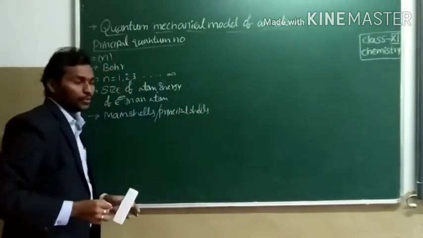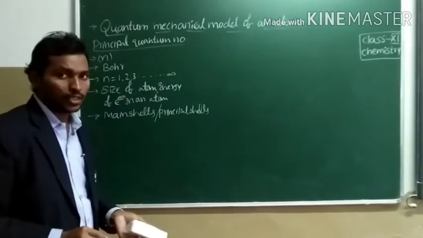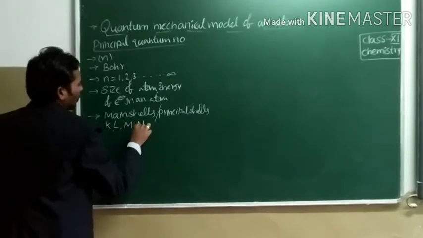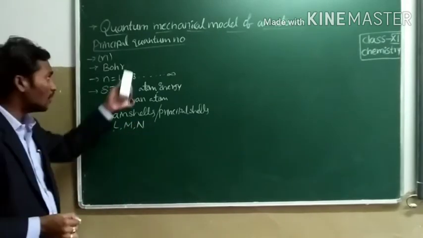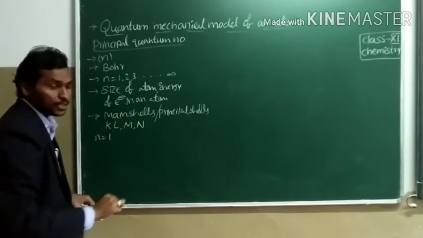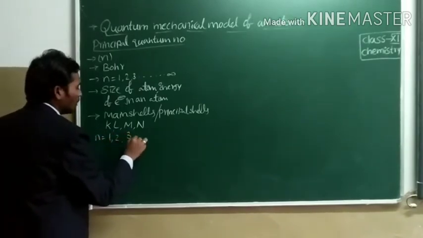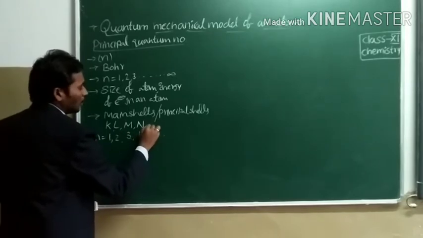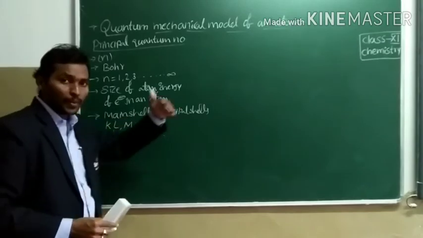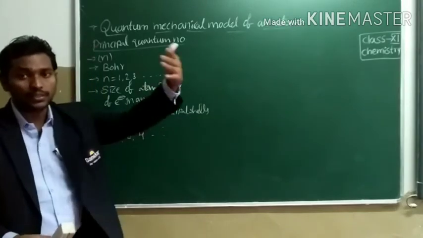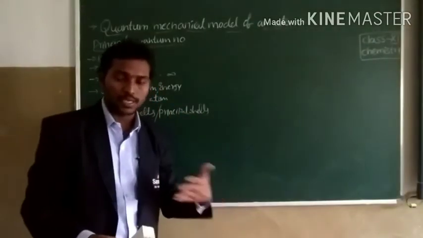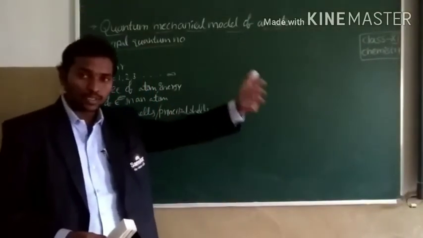Principal shells or main shells can be denoted by K, L, M, N and so on. What is the n value for K shell? N value is 1 for K shell, L shell 2, M shell 3, N shell 4 and so on. And as the number of shells increases, the size or radius of the atom also increases, as well as the energy of the electron.